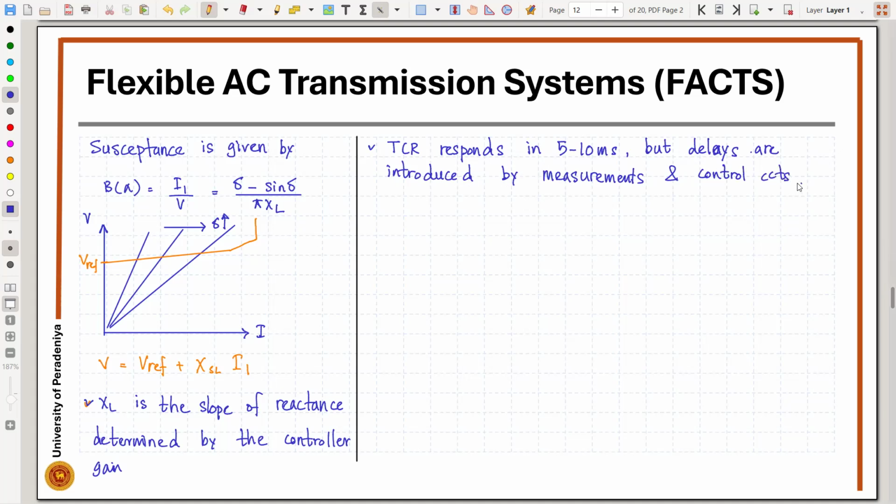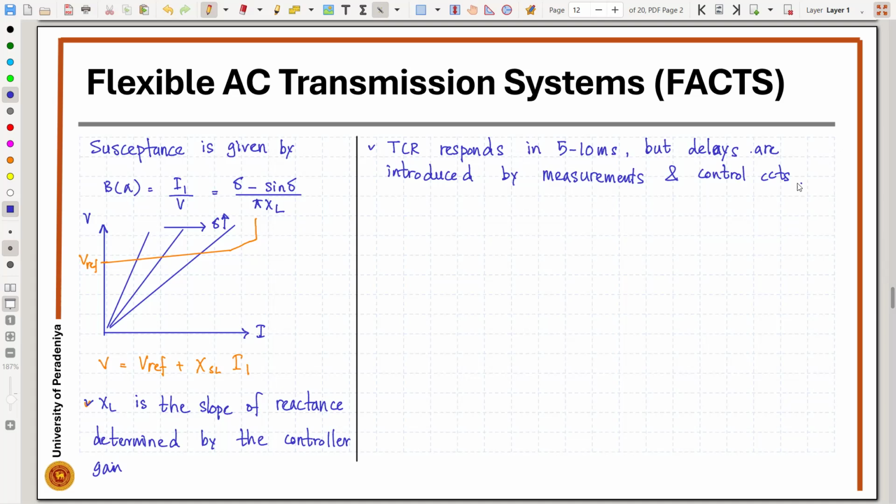So typically it will take half a cycle or so to respond, because if we want to make a change, we have to wait till the next firing angle. So it will take quarter to half a cycle to get a response. But that will be limited again by the measurements and the control circuit that we are using. So this will tell how we can control the reactive power absorption using the device.